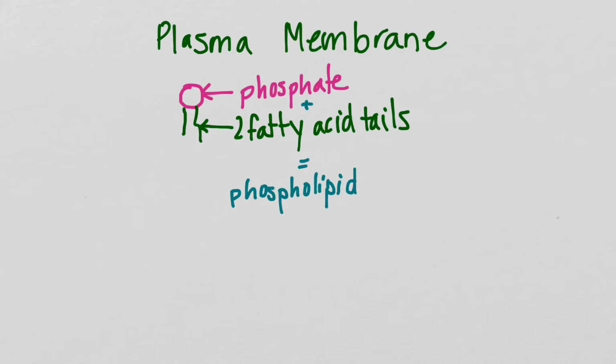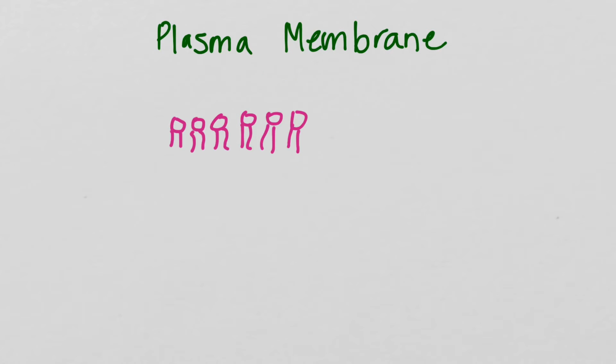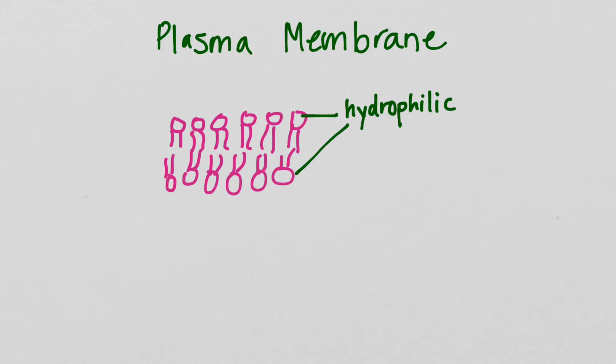But let's show what it would look like to have a whole barrier made up of these. So there's one layer, but it's a double layer, and the heads are going to be facing opposite directions, and the tails will face each other. That's because of their affinity or attraction to water. The phosphate heads are going to be hydrophilic, and the tails are going to be hydrophobic.